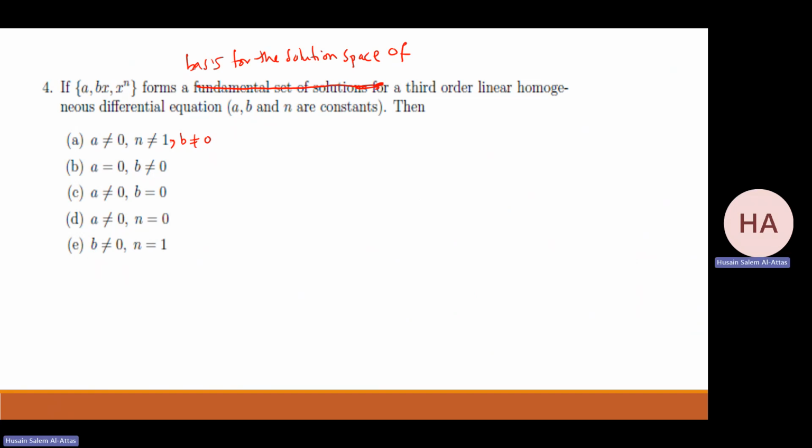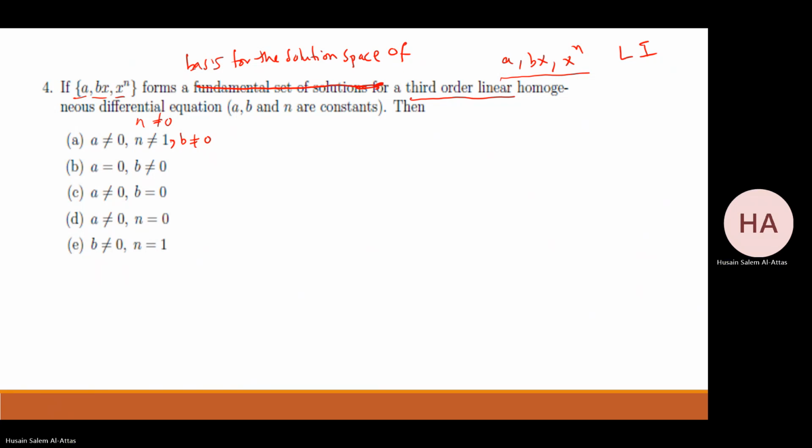If a, b x, x to the power n forms a basis for the solution space of third order, I have 3: 1, 2, 3. So I need these a, bx, x to the n to be linearly independent. Also n not equal to 0. Yeah, I need n not equal to 0. Then what are the conditions to make this linearly independent?